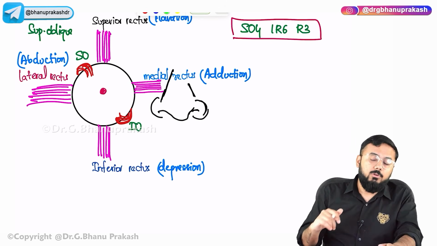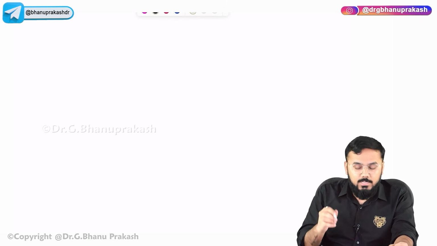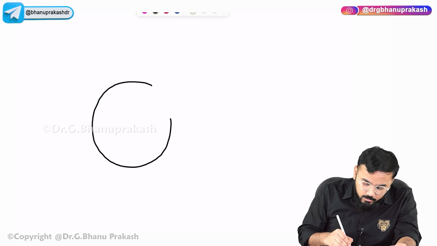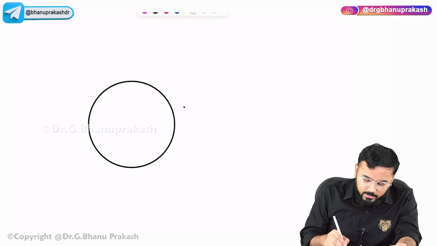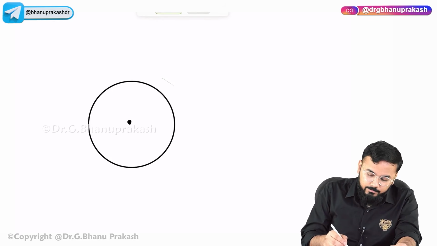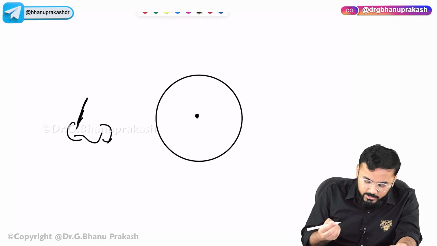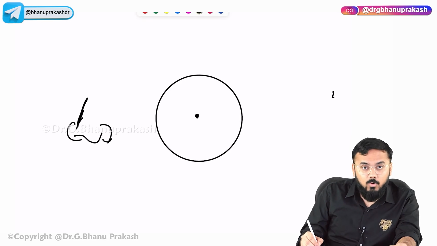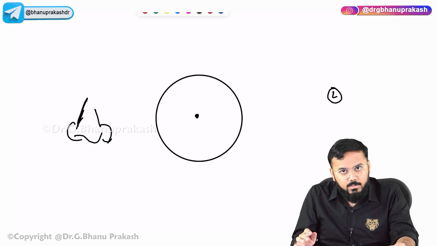Now coming to the action of each and every muscle. I will draw a diagram. So remember the actions in that particular picture. Most of your questions will be solved from that. Let us say this is your eyeball over here. Let me draw the nose over here. This is your lateral side, and where the nose is, that is your medial side.